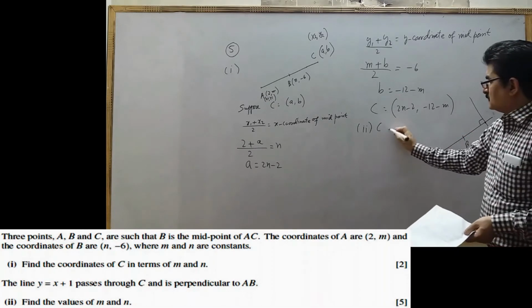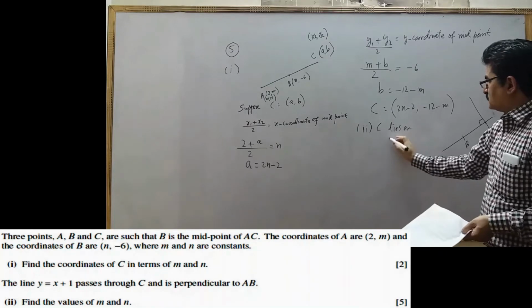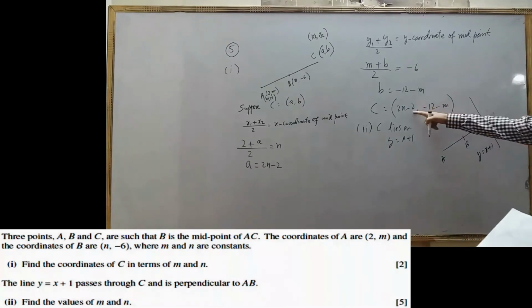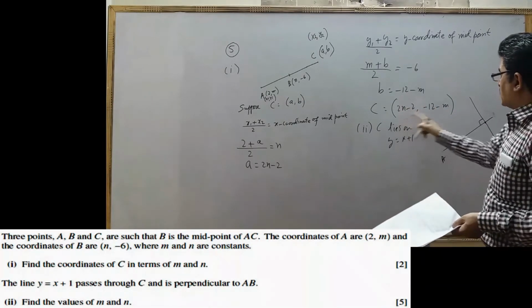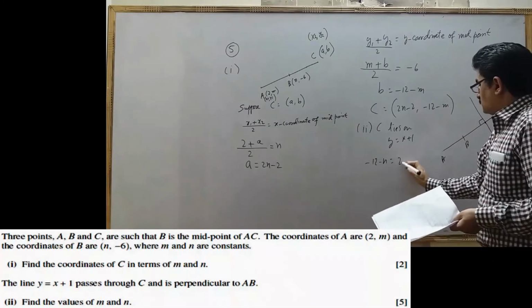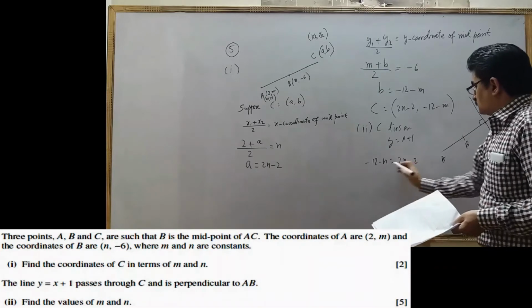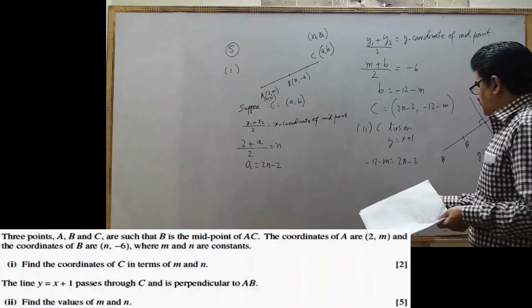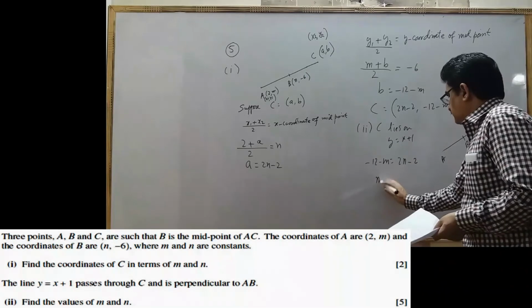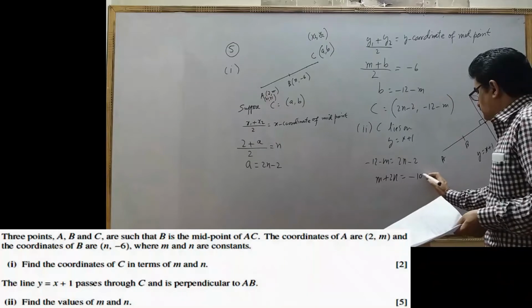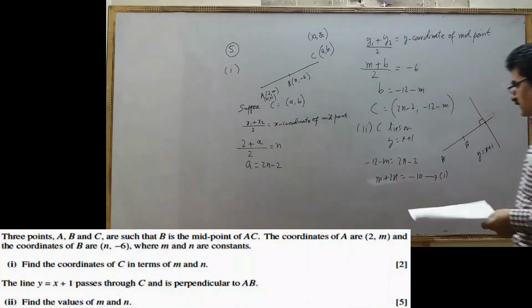Now C lies on y equal to x plus 1. So you can substitute the coordinates of C into this equation. So this is x, this is y. Replacing these, you will get 2n minus 2. This is n. This is y, this is x. Now you can rearrange this equation. You can write in any form. So I shift m to the right. So m plus 2n equal to minus 2 to the left. It will be minus 10. So in this way, we will get one equation.